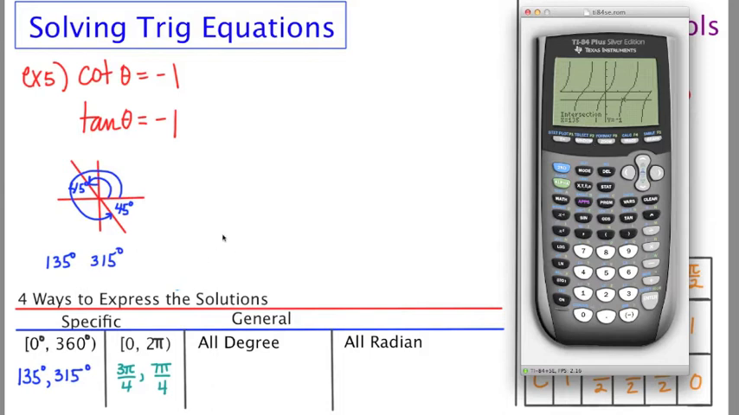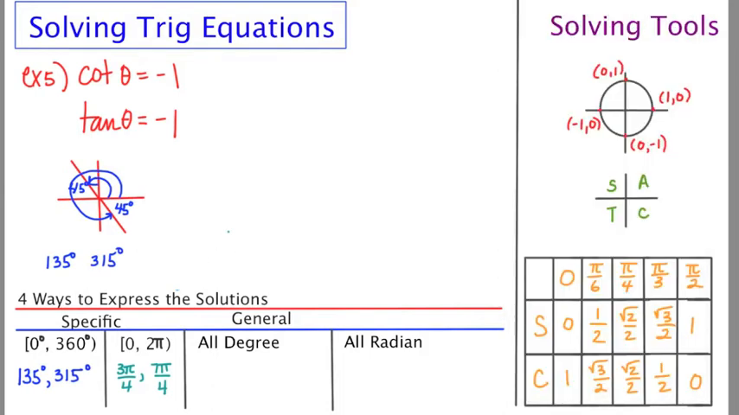So I think the best way to express the all solutions question would be x equals home base of 135 plus 180n, where n is an element of the integers. And if I had to write this in radians, if that's what the question asked, I could just say x is equal to 3 pi over 4 plus pi n, where n is an element of the integers.